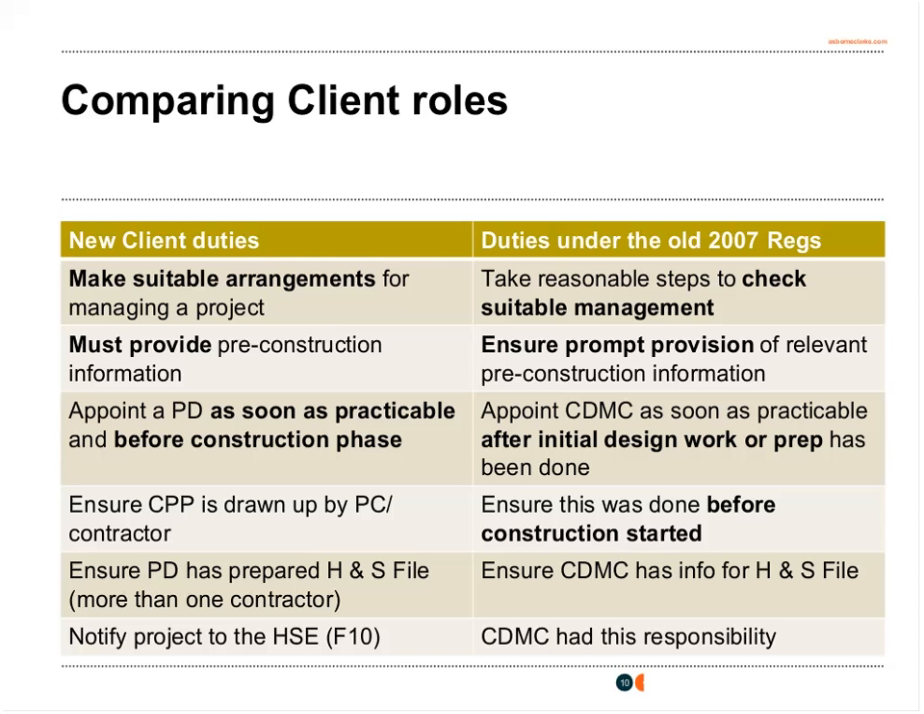The client also has to ensure that the construction phase plan is drawn up by the principal contractor, ensure that the principal designer prepares the health and safety file, and finally the client must be the one to notify the HSE of the project. It is possible for the client to ask a third party to do this on its behalf, but if the third party doesn't do so, it is the client that's left with the responsibility of making sure this is done. So any liability attaching to failure to notify will remain with the client. And the client must also ensure that the notification to the HSE is updated as and when necessary to do so.